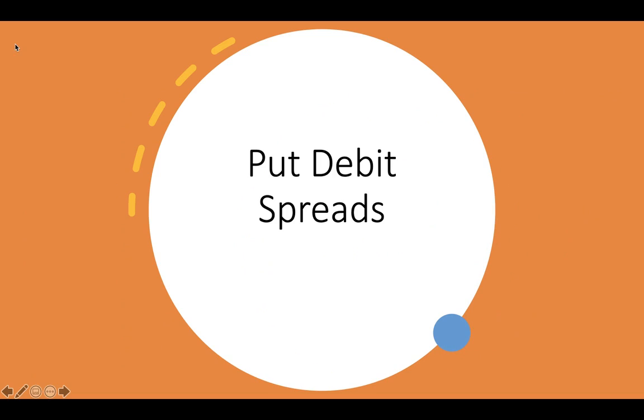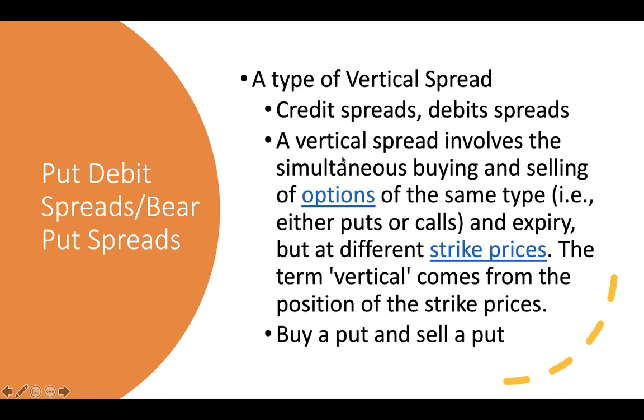Okay, so we have put debit spreads. Over here, I wrote put debit spreads / bear put spreads. The reason it's called a bear put spread as well, besides a put debit spread, is because if you purchase a bear put spread, you are bearish on the stock. You want the stock to go down, and the further the stock goes down, the more money you make, besides when you hit the lower strike, which I showed you before.